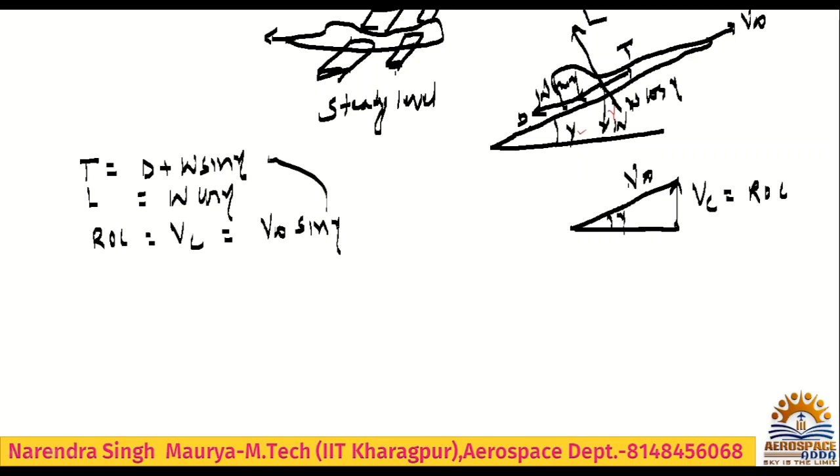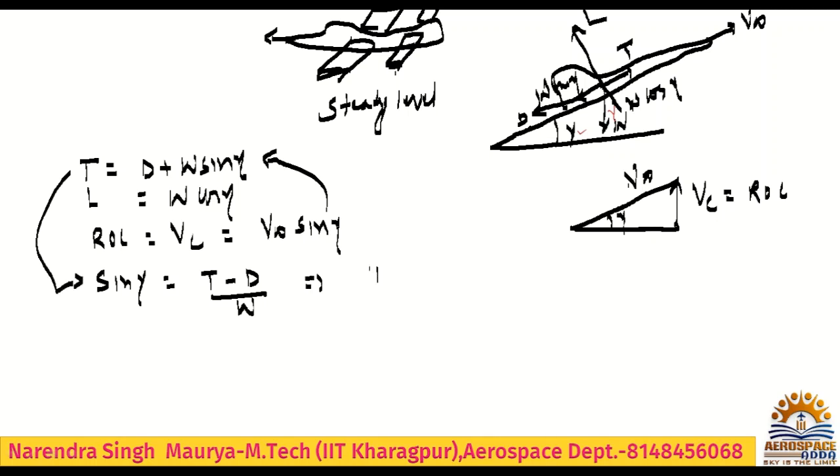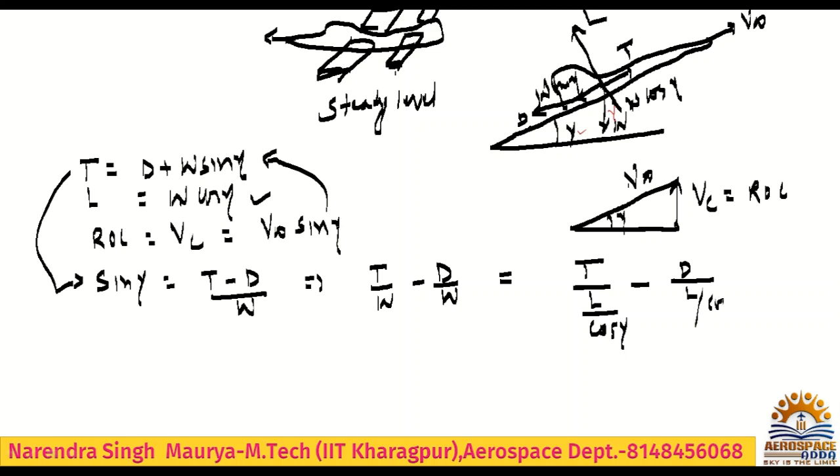Anyway, what is the sine value? We can calculate from here. So what is sine gamma? It is nothing but T minus D divided by weight. Check this equation. Can we write this as T by W minus D by W? Yes, we can write this. Now W is nothing but, from this equation, L by cos gamma.